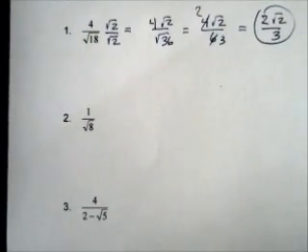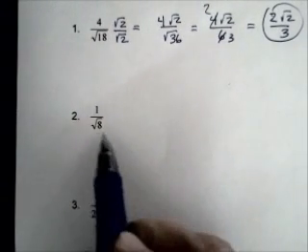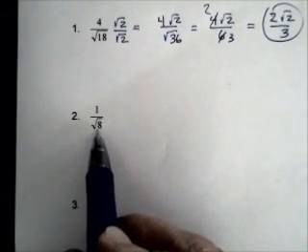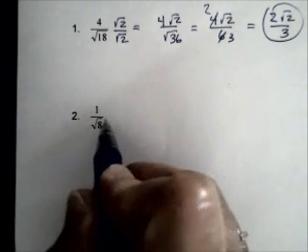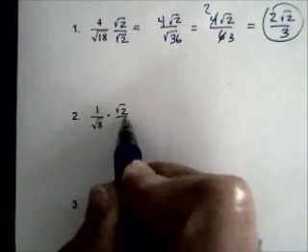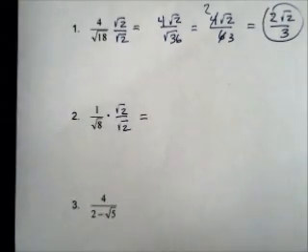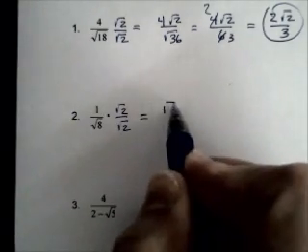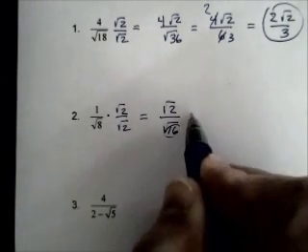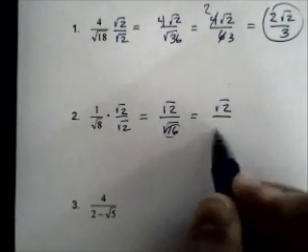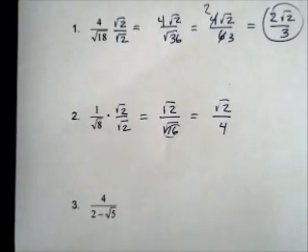Number 2, I want to bring the denominator square root of 8 up to a perfect square, 16. So we'll multiply by the square root of 2 over square root of 2. It's the square root of 2 over square root of 16, which is a perfect square, 4. Square root of 2 over 4.